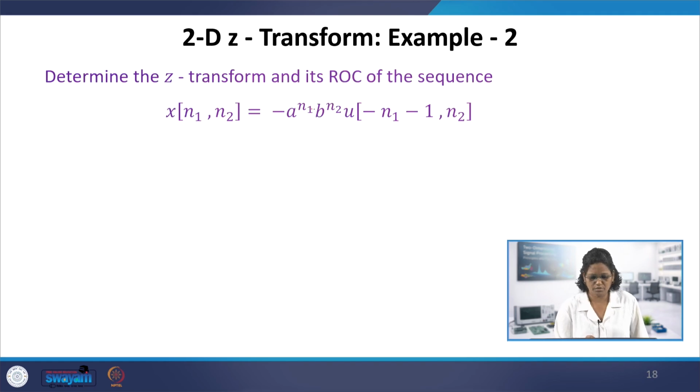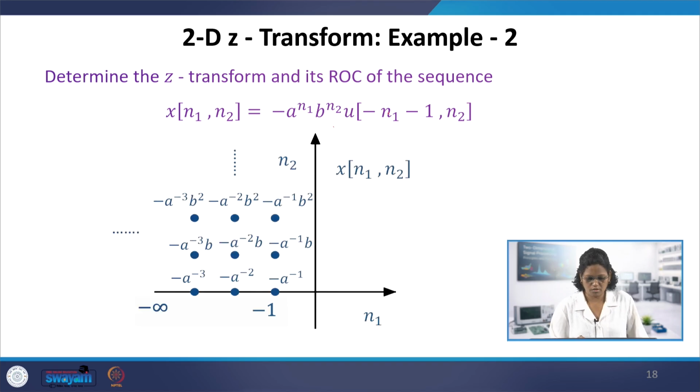Taking an example of the other sequence, like what we did in 1D: a power n1 and b power n2, with u of minus n1 minus 1, and n2. Now if we plot this sequence, n1 takes negative values from minus infinity to minus 1, and n2 can take any values over here. The restriction is based on u of minus n1 minus 1, so this would be in this region. So it is in the second quadrant.